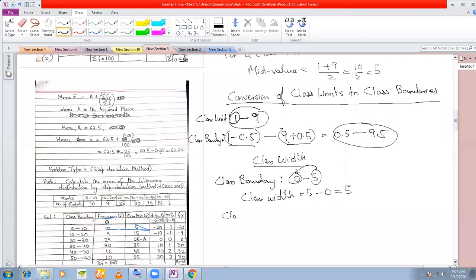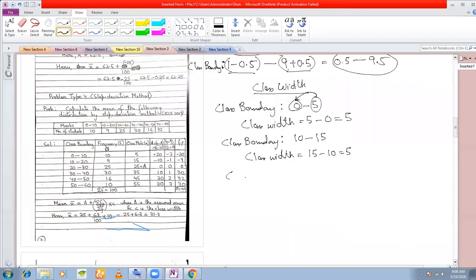Suppose for the class boundary 10 to 15, what is the class width? Class width here is 15 minus 10, which is 5. Now suppose I give you a class limit and ask you to find out the class width, then what will you do? Suppose I give you the class limit 1 to 9. What should be the class width of this?